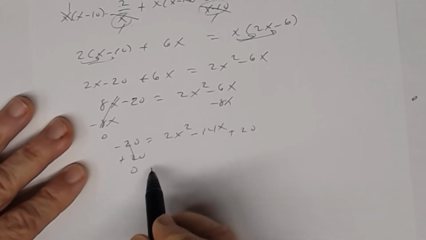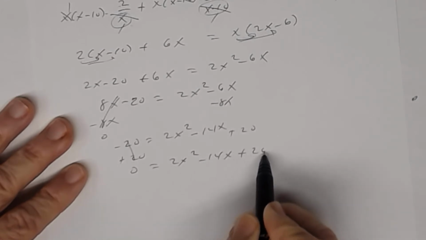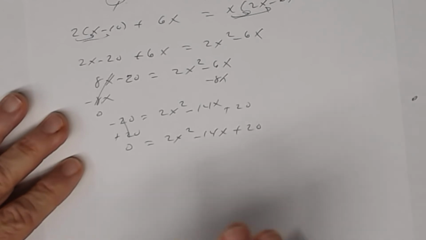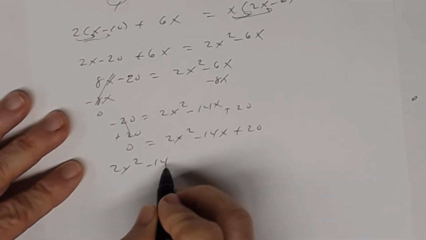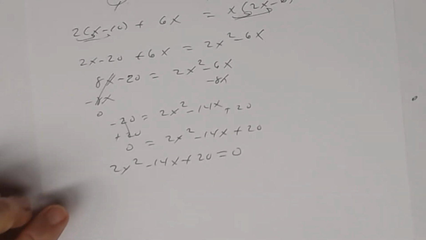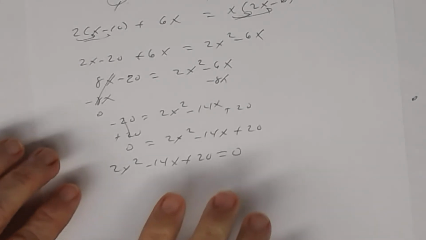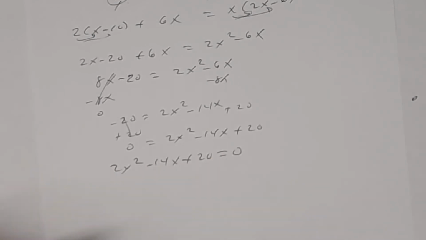So this is 0 equals 2x squared minus 14x plus 20. And I'm going to transpose the sides. So I get 2x squared minus 14x plus 20 equals 0. Okay, so the ones that you're going to have will be factorable at this point. So let's go ahead and factor this. When I factor this, let's see what we get.